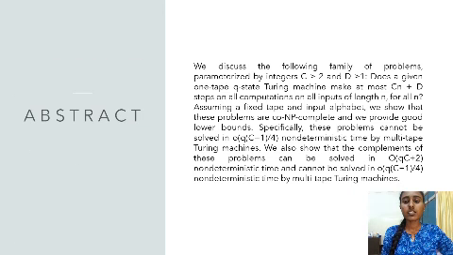Abstract. We discuss the following family of problems parameterized by integers c greater than or equal to 2 and d greater than or equal to 1. Does a given one-tape Q-state Turing machine make at most cn plus d steps on the computations on all inputs of length n, for all n? Assuming a fixed tape and input alphabet, we show that these problems are co-NP complete and we provide good lower bounds.